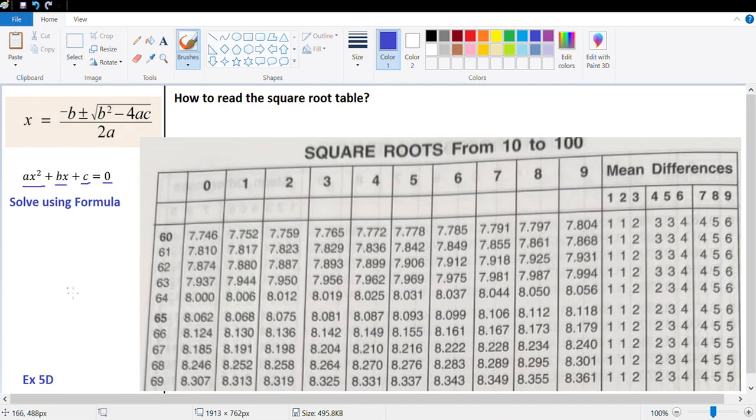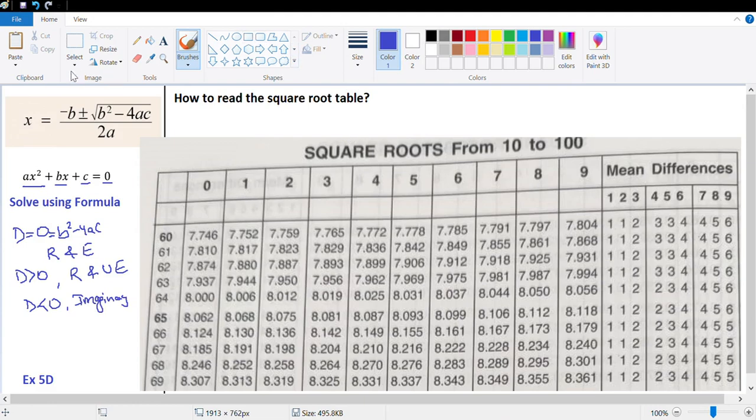After that, we figured out three things. If d is equal to 0, where d is equal to b square minus 4ac, then the roots are real and equal. In case d is more than 0, then roots are real and unequal. And if d is less than 0, then the roots are imaginary. So that's the next one that we did.